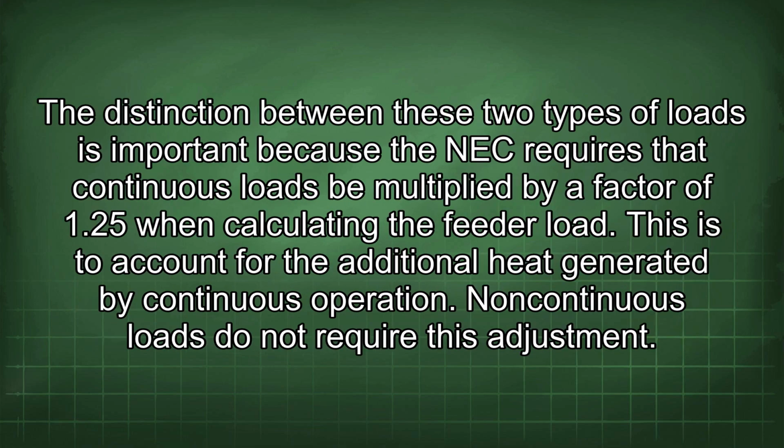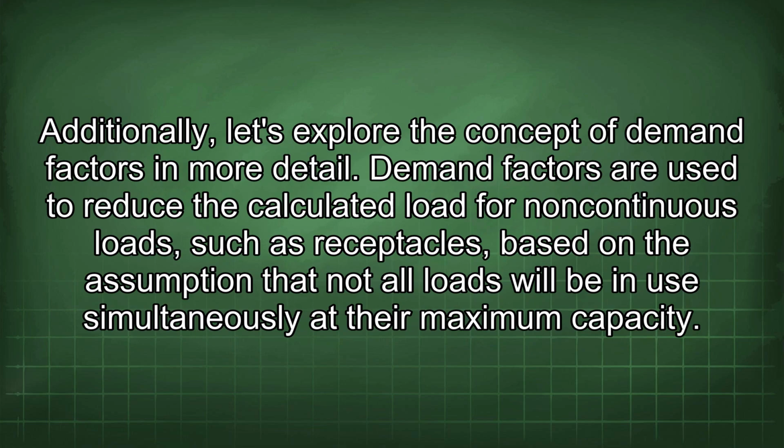The distinction between these two types of loads is important because the NEC requires that continuous loads be multiplied by a factor of 1.25 when calculating the feeder load. This is to account for the additional heat generated by continuous operation. Non-continuous loads do not require this adjustment. Additionally, let's explore the concept of demand factors in more detail.